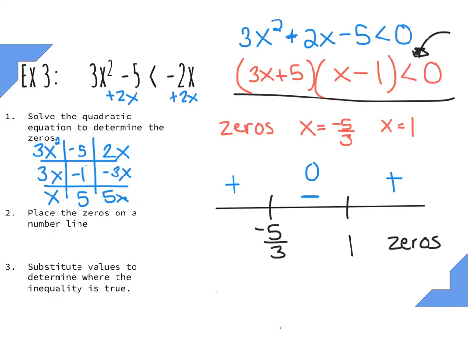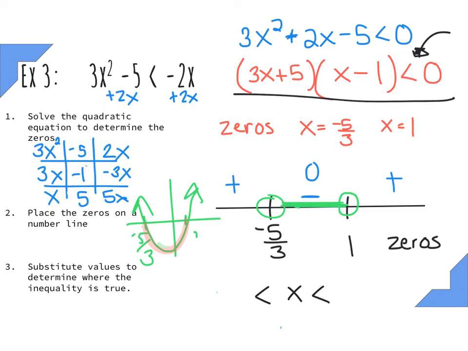So I'm going to shade in my number line. I want to know where is it less than 0. So open circle on my zeros right here. And where is it less than? Well, where is it negative? It's negative in between. Make a connection to graphing because I think it's even easier to see this way. So I know it crosses at +1 and -5/3. Parabola opens upward again. And where is it negative? Well, it's negative in between these values. Okay, so our final step is let's write our solution. Our solution is going to be compound, open circles, so -5/3 is less than x, which is less than 1.